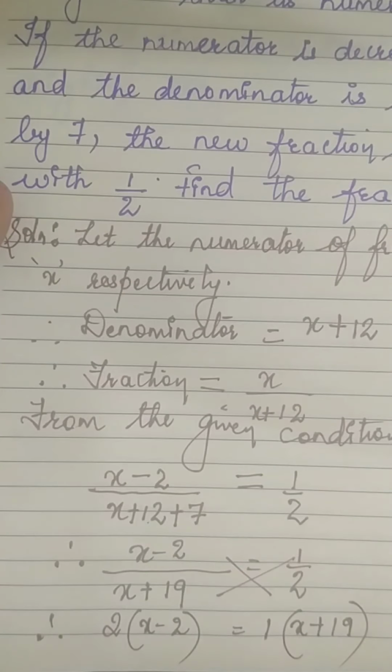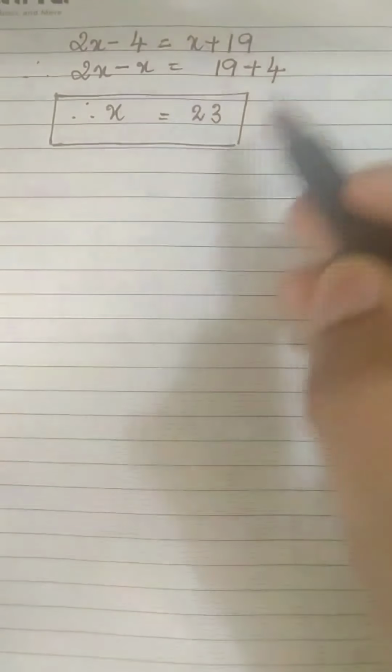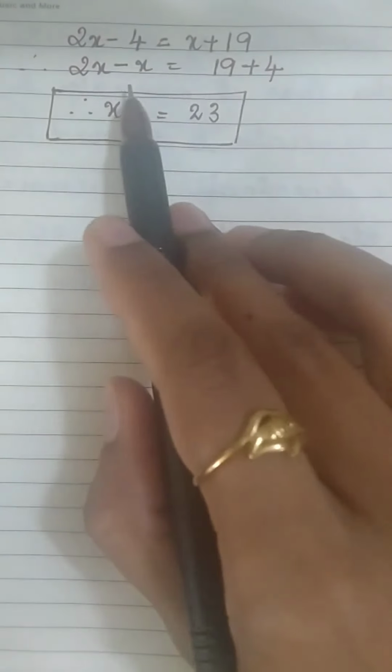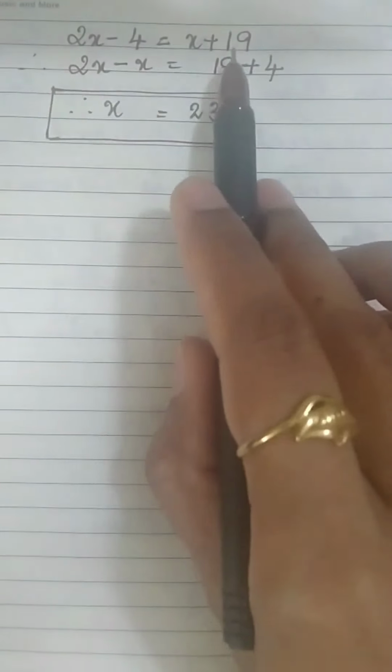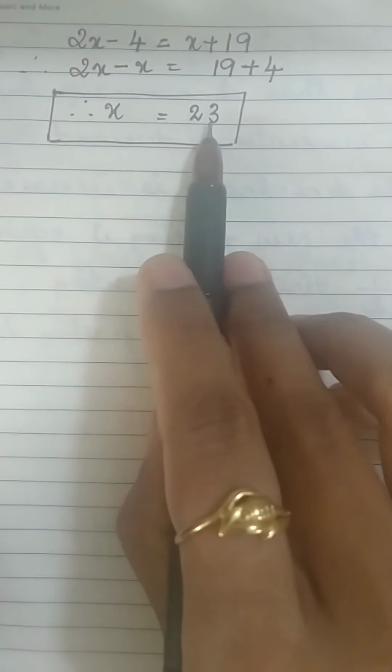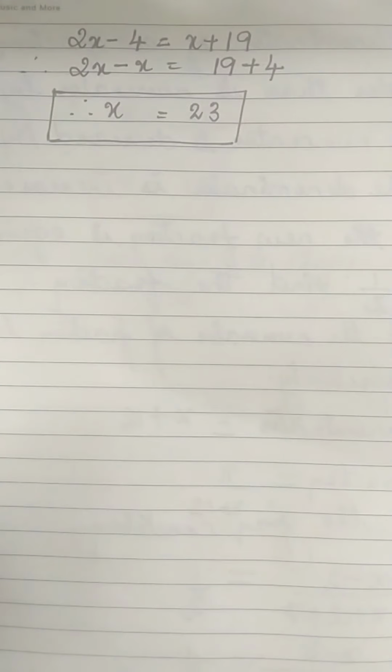Solve it and pause the video after you get the answer. Only check the answer. Okay, don't copy. So, after solving, I got 2x minus 4 is equal to x plus 19. 2x minus x is equal to 19 minus 4, which became plus 4. And x is equal to 19 plus 4, which is 23.